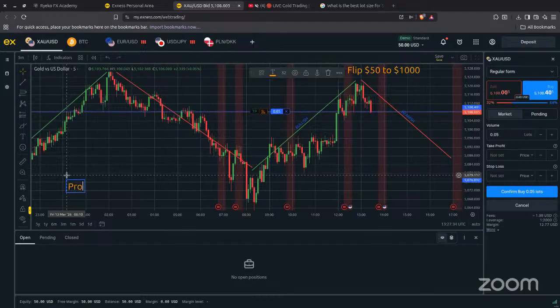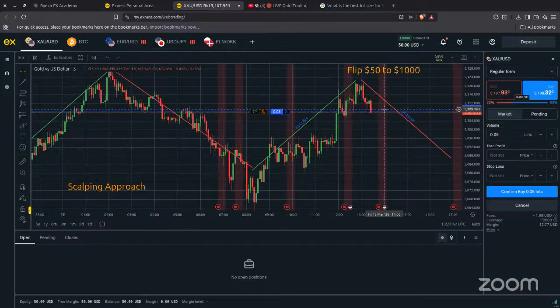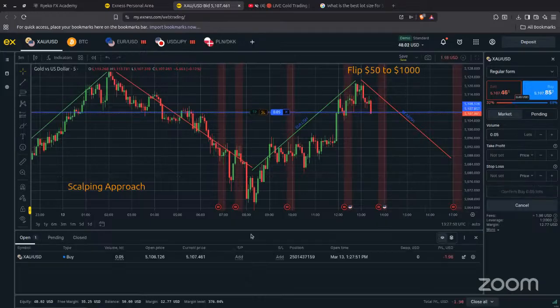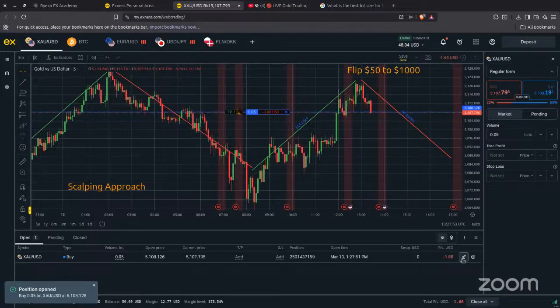We'll do a scalping approach. So this should have been good. I don't know why I've taken long to take on that trade. But let me take it on. But I just have to close it much faster so that I make more money to reach 1,000 USD.